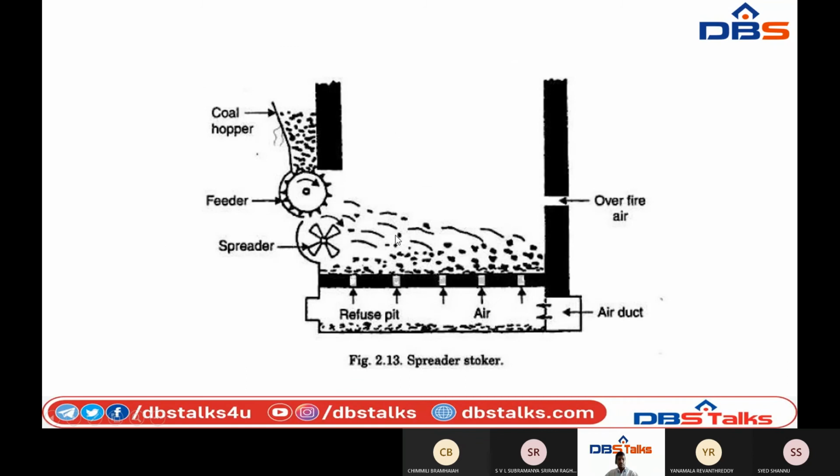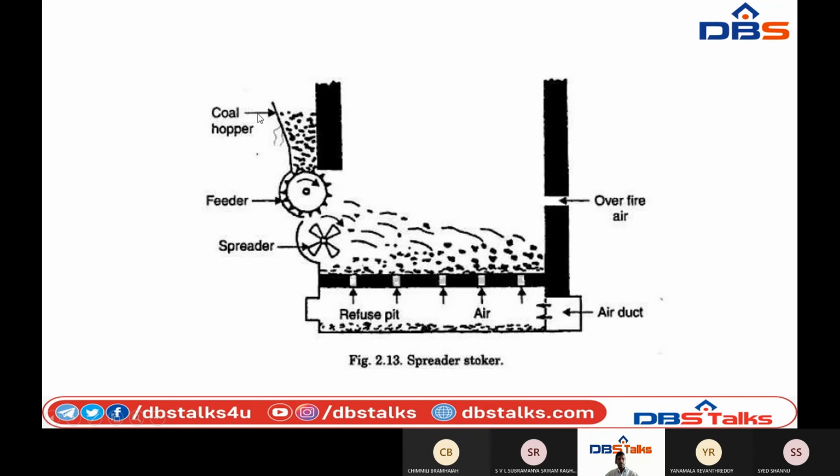Next, coming to the spreader type. Spreader type is also similar to the chain grate stoker, but what is the difference between chain grate and spreader stoker? In the spreader stoker, we are not feeding the coal into the furnace directly. The grate is only a supporting structure for the stoker. We are supplying the coal into the coal hopper.